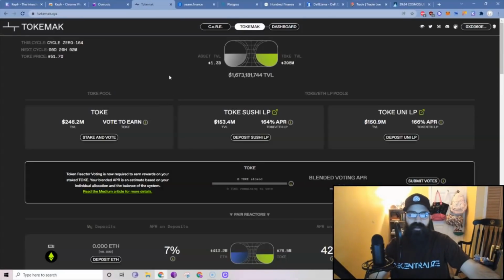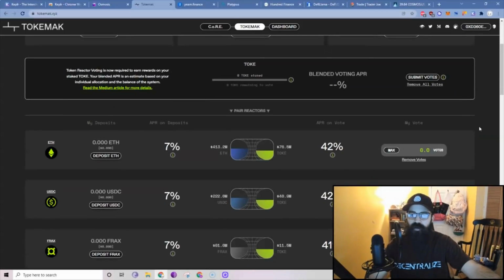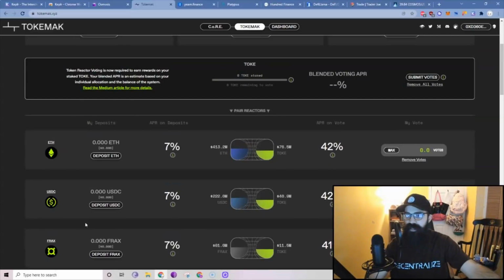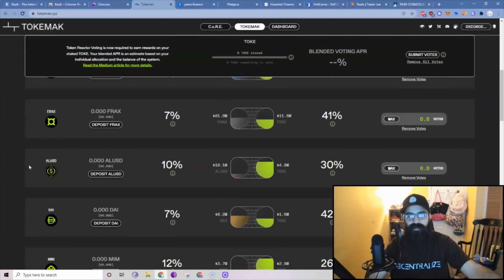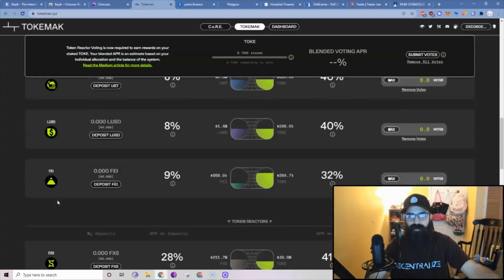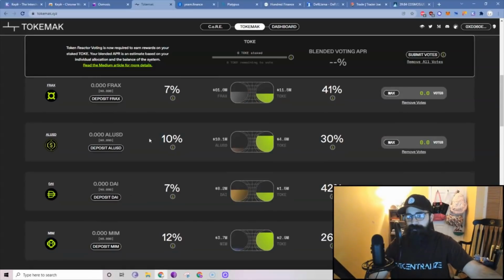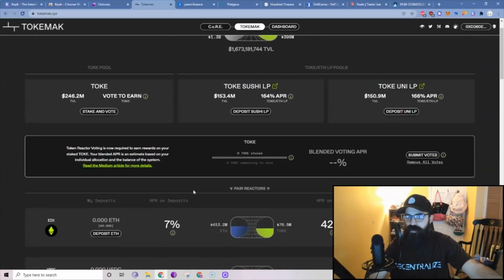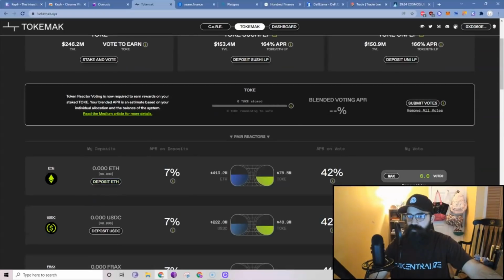I think it's Tokamak. So in Tokamak, effectively, if you don't know, it's hard to describe, but Tokamak is like liquidity as a service or liquidity rental as a service. What they allow you to do is to provide single-sided assets like Ethereum, USDC, Frax, LUSD, and all these other UST, and you get a yield on that, which is really nice, right? 7%. I mean, they're not amazing yields, but if you use that liquidity to vote, right, then you can get additional APR, right? 42% in this case.